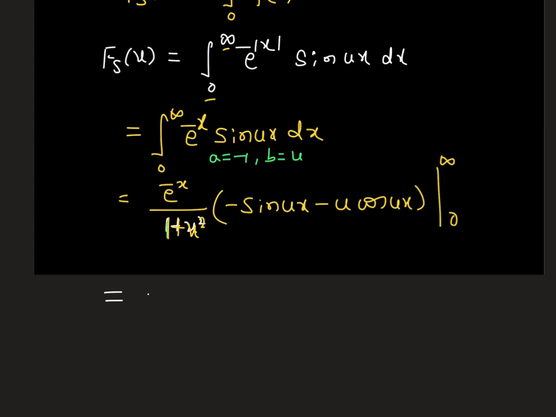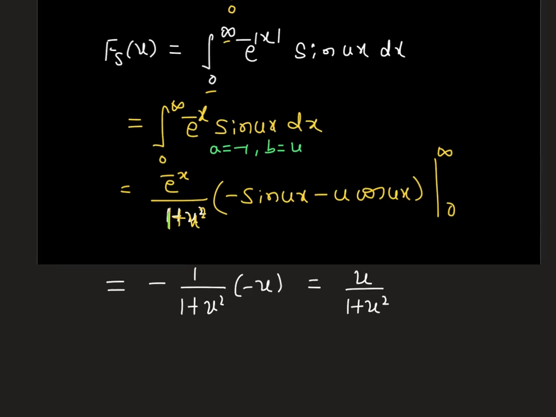Now we apply the lower limit, that's why I am taking minus 1. E power 0 is 1 divided by 1 plus u square. So minus e power 0 is 1 divided by 1 plus u square, and in the bracket, if you substitute x is 0, sin 0 is 0 minus u cos 0, which is 1. Therefore we get minus u. So we get Fs of u is u divided by 1 plus u square.